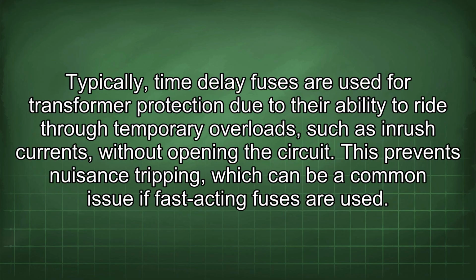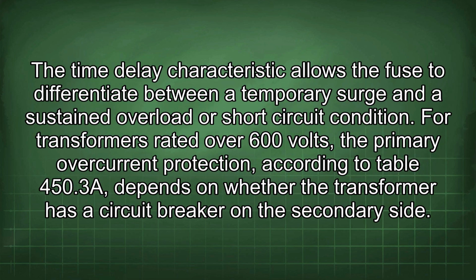Typically, time delay fuses are used for transformer protection due to their ability to ride through temporary overloads such as inrush currents without opening the circuit. This prevents nuisance tripping, which can be a common issue if fast-acting fuses are used. The time delay characteristic allows the fuse to differentiate between a temporary surge and a sustained overload or short circuit condition.